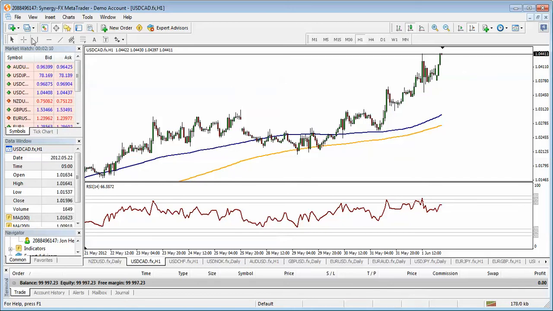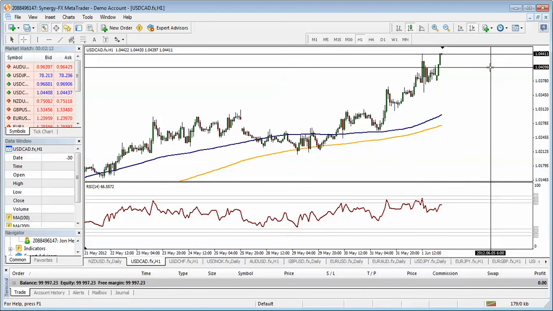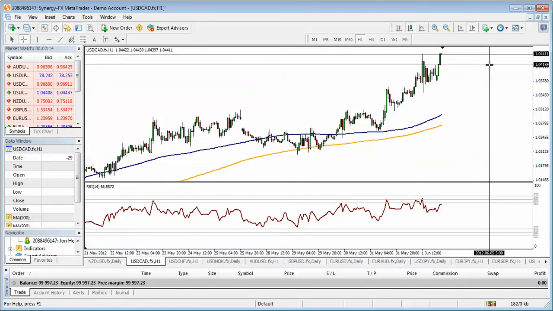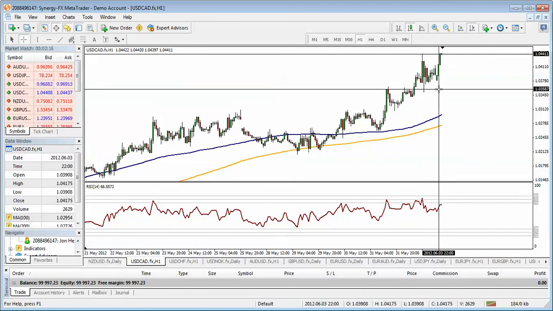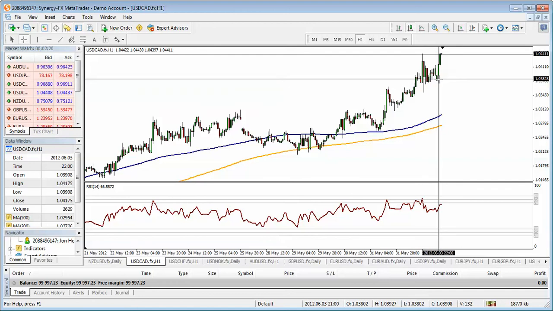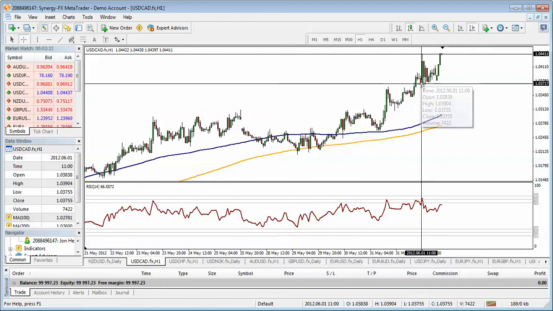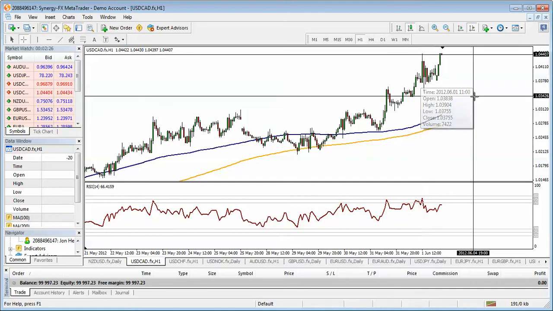So a couple levels I'll be looking at. This is probably my favorite pair we're taking a look at today. First of all, the high of this bar, which is also the close, 1.04175, as well as the lows and support here at around 1.03755. Those are a few things that interest me about this pair.